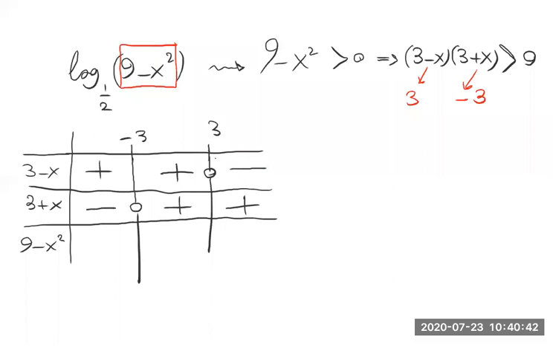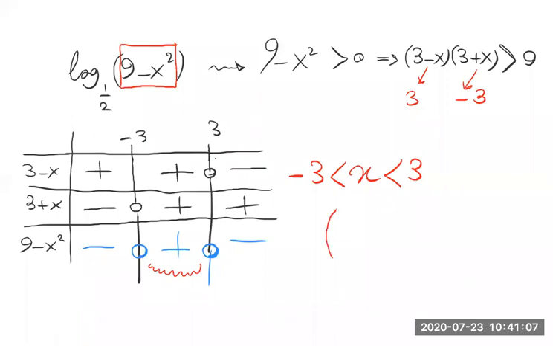What about their multiplication? Well, plus times minus is negative. Positive times positive is positive. Negative times positive is negative. On these lines, we have 0 because one of them is 0. We like the case where our answer is positive, exactly here, where x is between -3 and +3. Or in the language of intervals, it would be from -3 to +3. Okay, so this is the answer we get here.